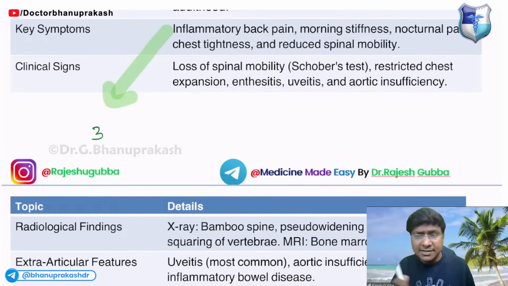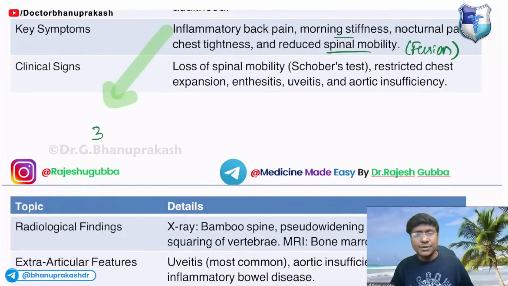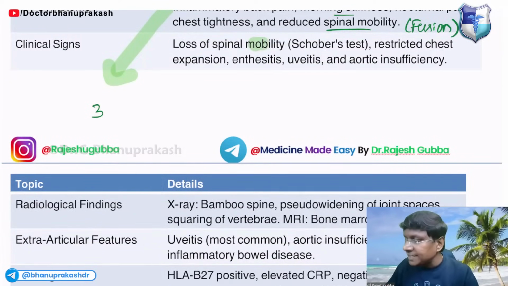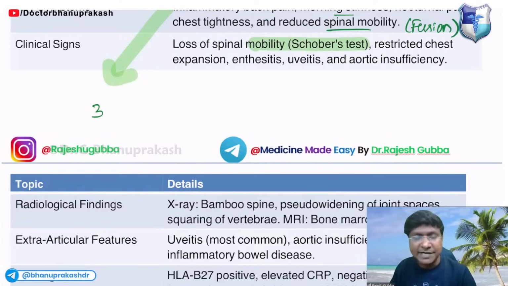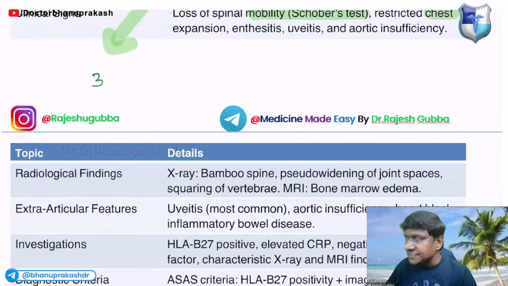Along with that, the other features that you will have are morning stiffness and reduced spine mobility. Why is there reduced spine mobility? Because there is fusion of the vertebrae. Now, what is the test that we do for assessing spine mobility? It is the Schober's test, and the Schober's test will tell you that there is restricted spine mobility. Not only that, in these individuals there will be restricted chest expansion.